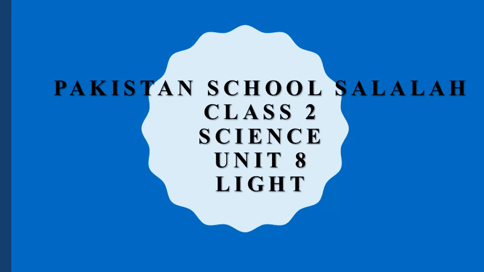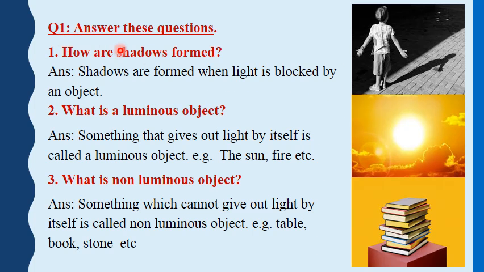I am your science teacher and today we will discuss the exercise of unit number 8, light. Okay, so let's start from question number 1, that is, answer these questions. So the first question is, how are shadows formed? How are shadows formed? So the answer is, shadows are formed when light is blocked by an object.